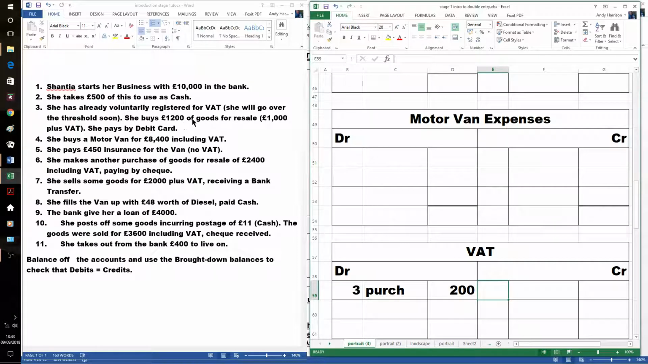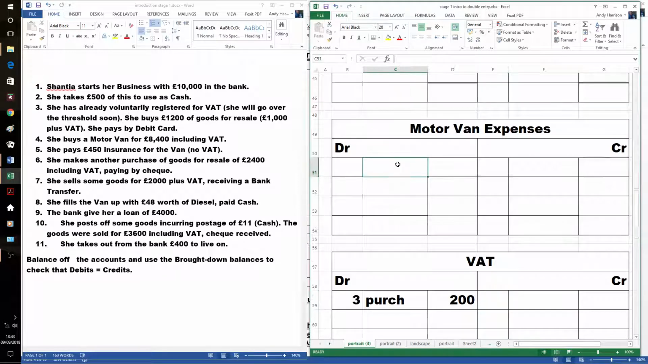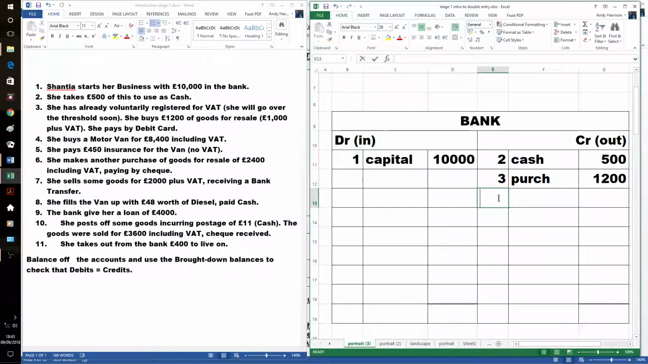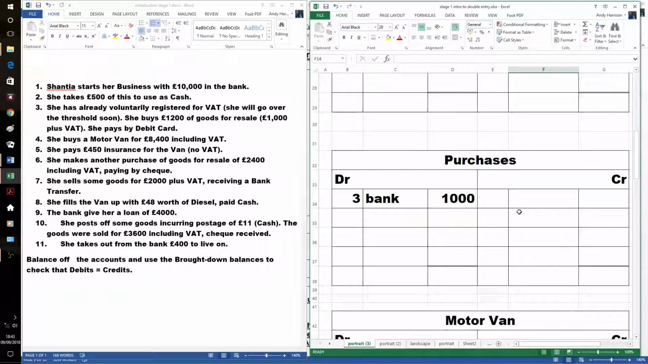Debit card tells us it's out of the bank. So motor van 8,400 including VAT. Well, it doesn't come out of the bank. The cash, there's only 500 there, so a bit of an assumption. Including VAT 8,400. So we need to work out the VAT from the total including VAT.